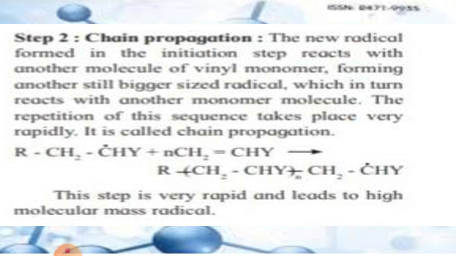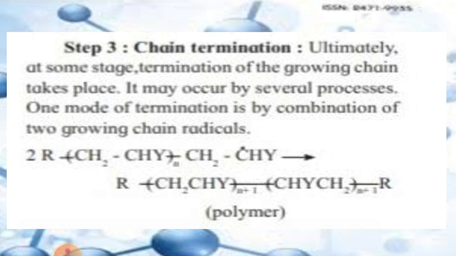Remember, this is a very rapid step and leads to a high molecular mass radical. Obviously, as it is getting a bigger radical, its molecular mass will be high. The last step is the chain termination step. Ultimately, at some stage, termination of the growing chains will take place. It may occur by several processes.